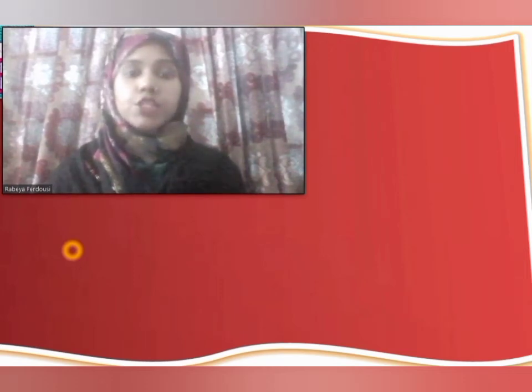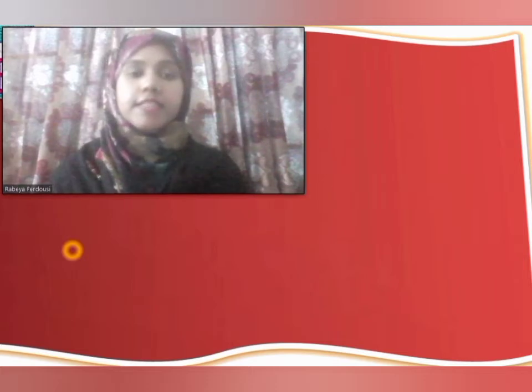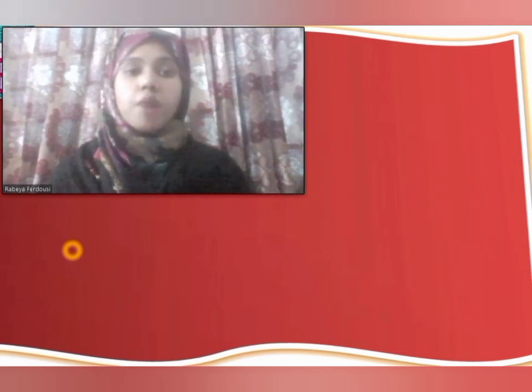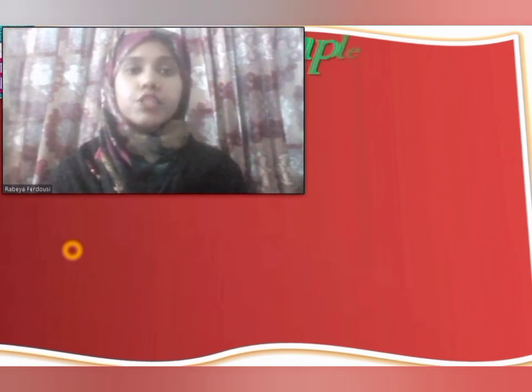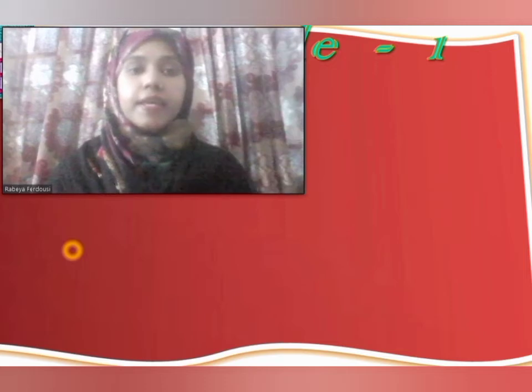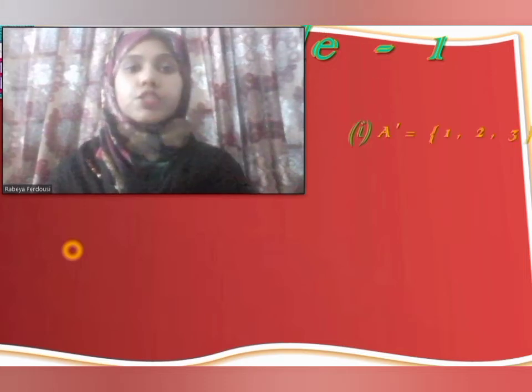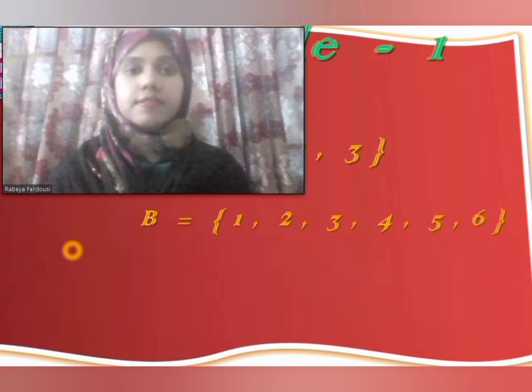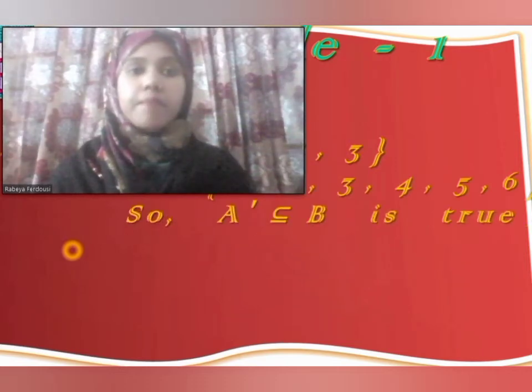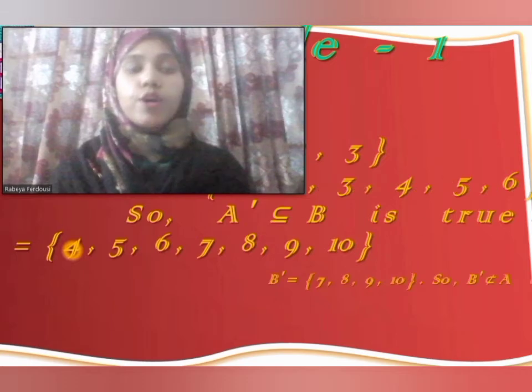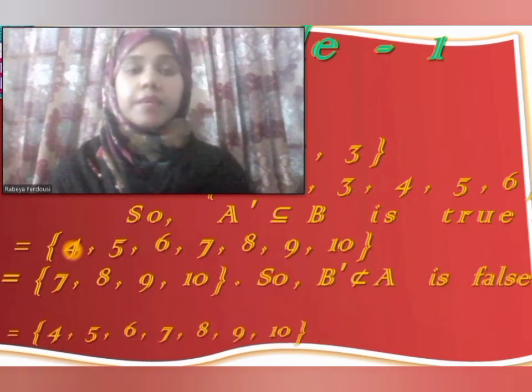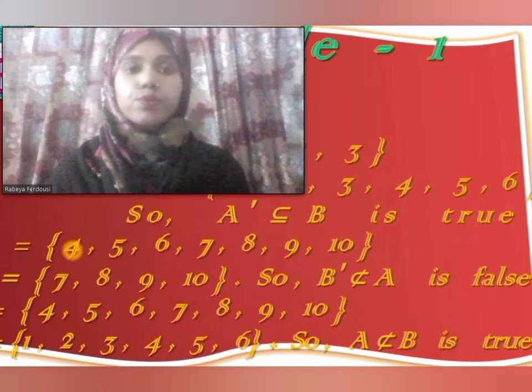There are three statements in example 1 which we will solve now, whether these statements are true or false. First one is A prime is a subset of set B. From our solution we know that set A prime contains the elements 1, 2, 3 and set B contains the elements 1, 2, 3, 4, 5, 6. Hence, all elements of set A prime are present in set B. So, set A prime is a subset of set B is obviously a true statement.